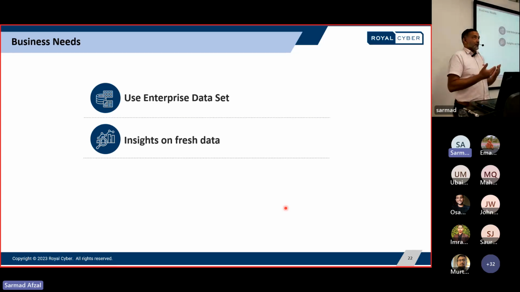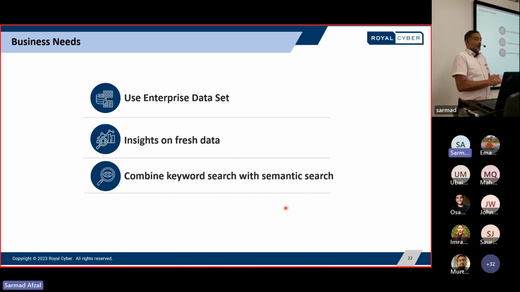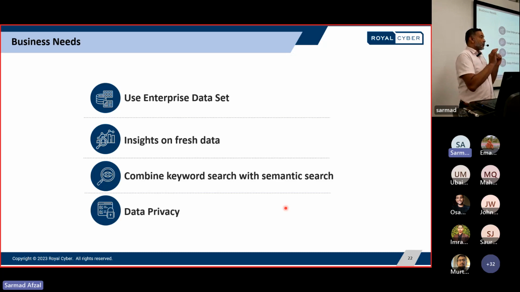I want insights from my fresh data, data from yesterday or from today. The third is, I want to use semantic search. I can just type, tell me what my company 401k policies are, and that should work. The fourth thing, which is the number one thing everybody wants, is data privacy. I don't want my data to be shared with anybody else. So these are the four things which all companies want to do with large language models.